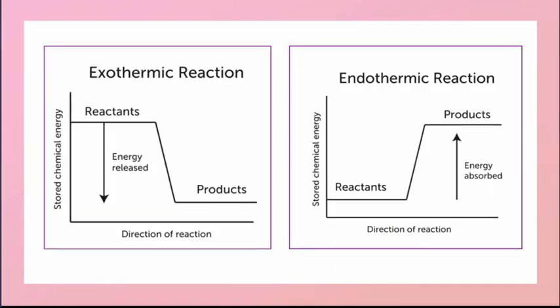Here's a graphical depiction of the two processes. The endothermic reaction graph displays that the reactants absorb heat so the products can be formed, whereas the exothermic reaction graph shows the reactants have more stored chemical energy and release energy through the process of heat to produce products.